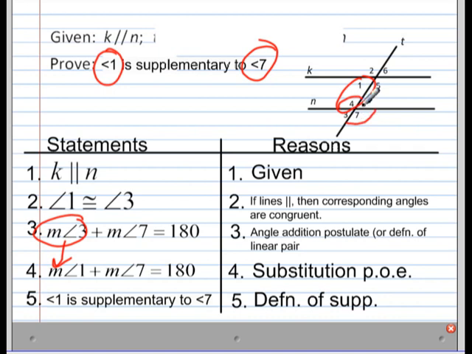And it would save you a step because you used supplementary in your first statement, and so you wouldn't have to use definition of supplementary there.